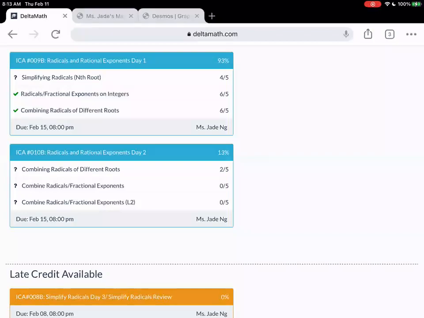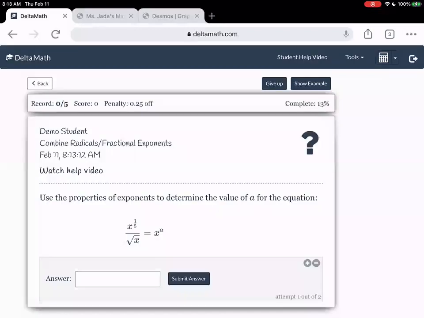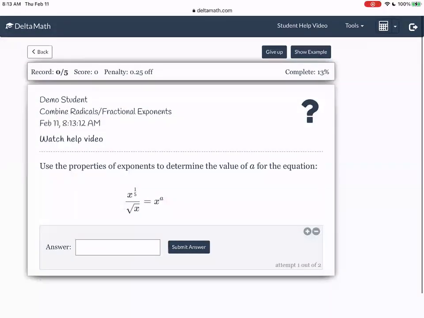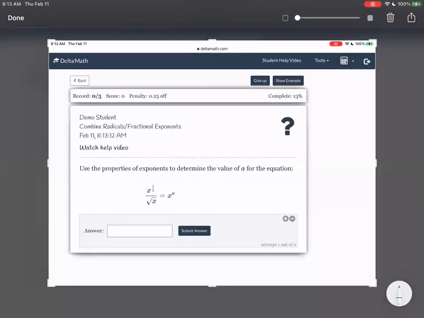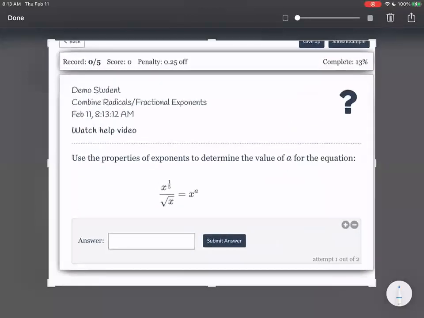All right, so the next category is combined radicals / fractional exponents. For here, we have to use the properties of exponents to determine the value of a for the equation. I'm not going to read it, but just note that we are only going to put in the a value for this category.